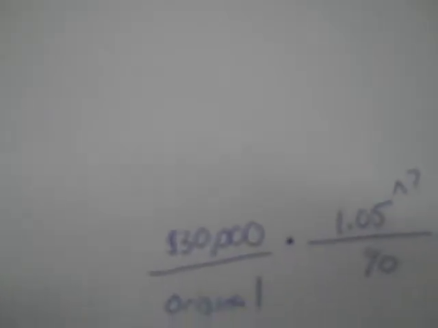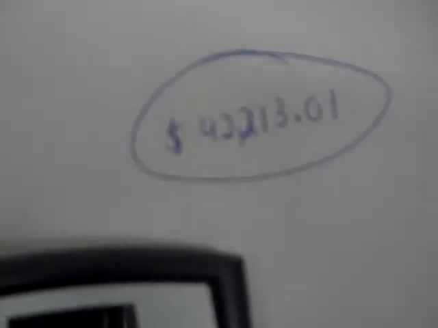Now, the original price is $30,000. It says it's the original amount of money I make, it's not really a price. And then X. Now, I just multiply. But I've got to remember to put the 7th power on the 1.05. Okay, and I end up with, now if this is money right here, you need to put a money sign, and if it's money, go 2 numbers past the decimal. So $42,213.01.